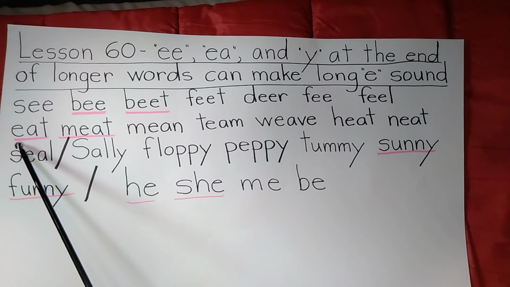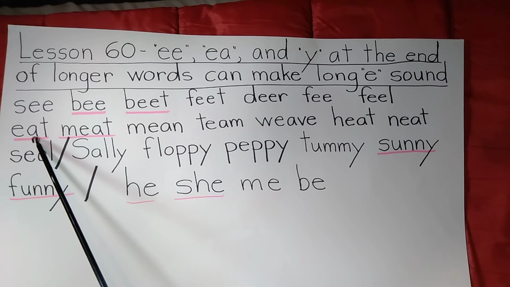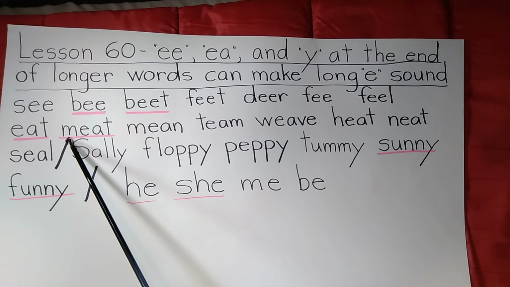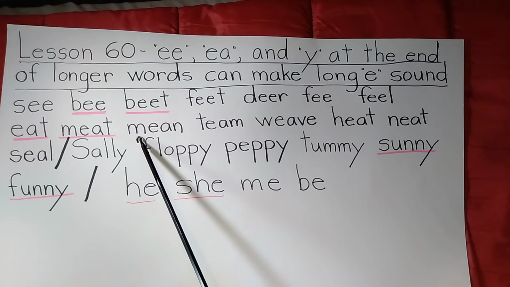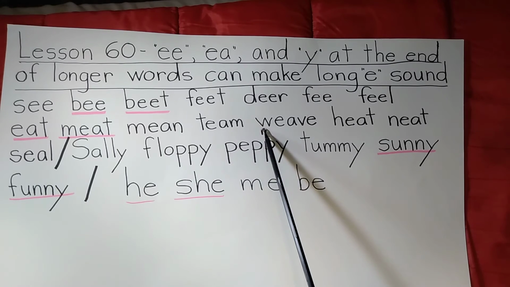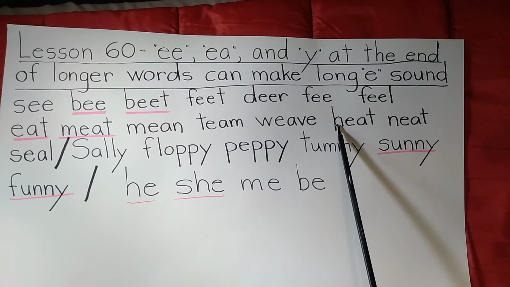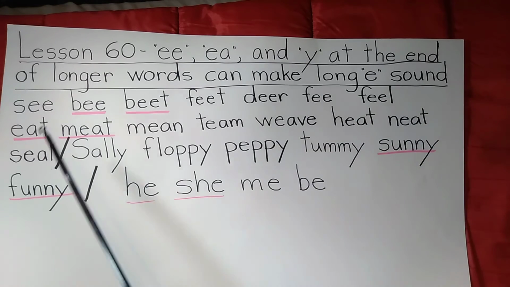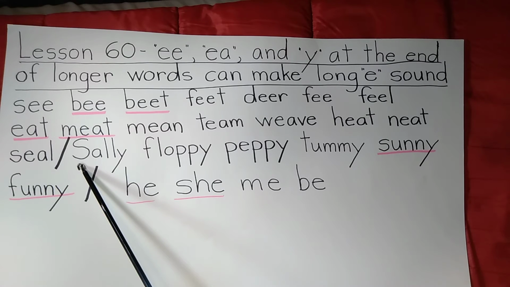And then the second line, the EA combination making the long E sound. Eat, meet, mean, team, weave, heat, neat, seal. The next set of words have Y at the end of a longer word, making the long E sound.